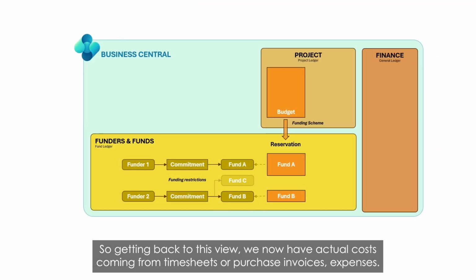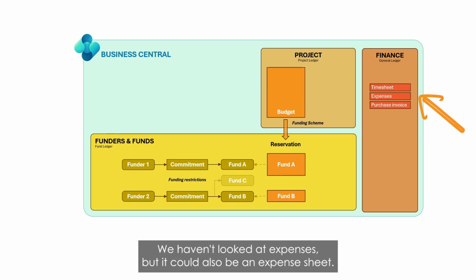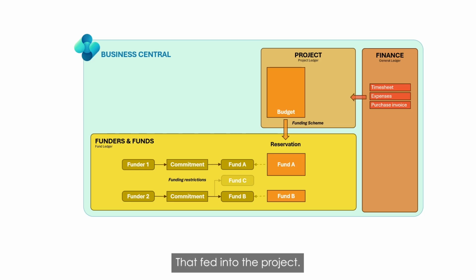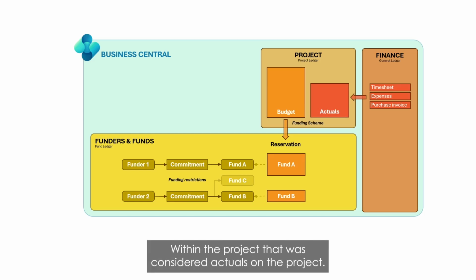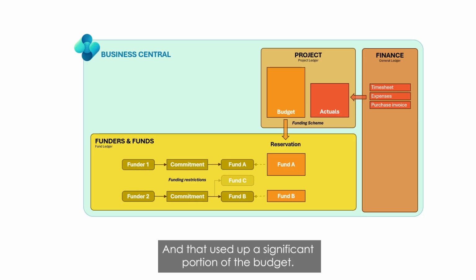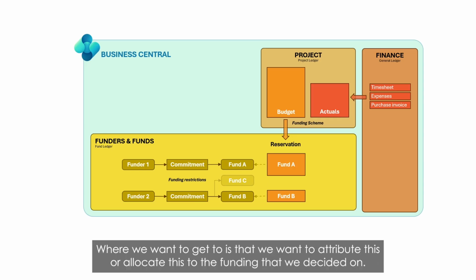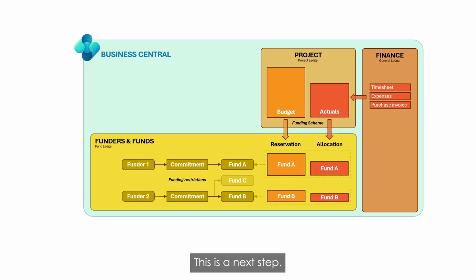So getting back to this view, we now have actual costs coming from timesheets or purchase invoices, expenses. We haven't looked at expenses, but it could also be an expense sheet. And that fed into the project. Within the project, that was considered actuals on the project, and that used up a significant portion of the budget. This is where we currently are. Where we want to get to is that we want to attribute or allocate this to the funding that we decided on. And this is the next step.